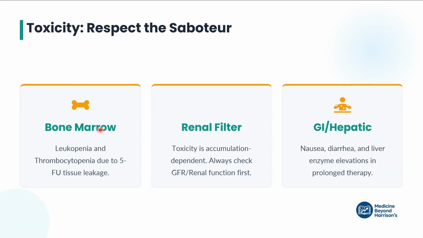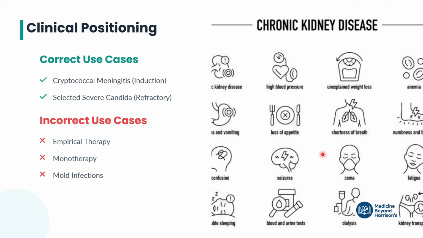As for toxicity, there is bone marrow toxicity, leukopenia and thrombocytopenia due to 5-fluorouracil tissue leakage, and there is renal dysfunction. The toxicity is accumulation dependent, so always check GFR and renal function tests. There are also GI and hepatic effects: nausea, diarrhea, and liver enzyme elevation in prolonged therapy.